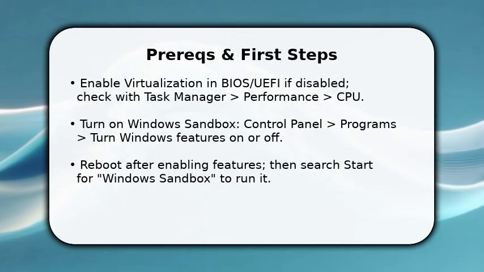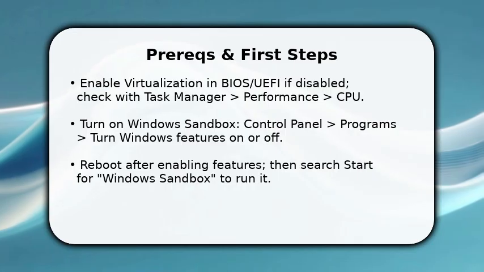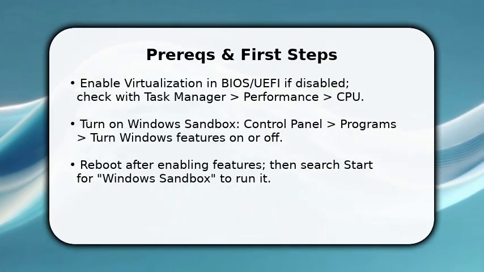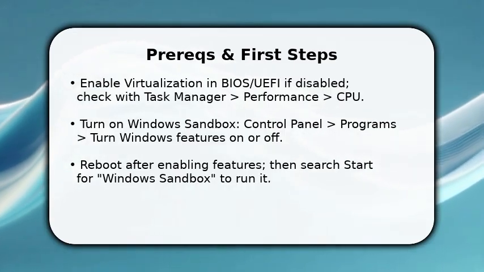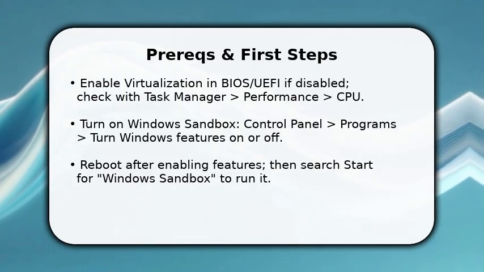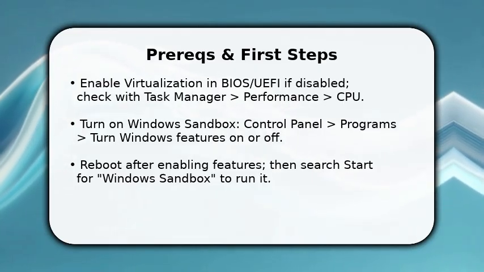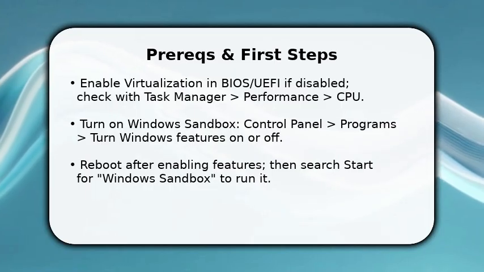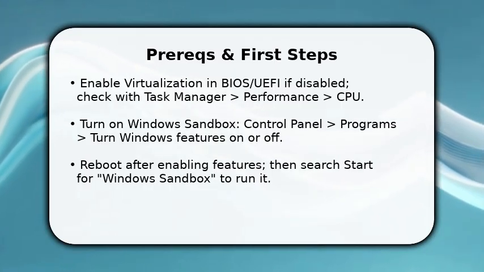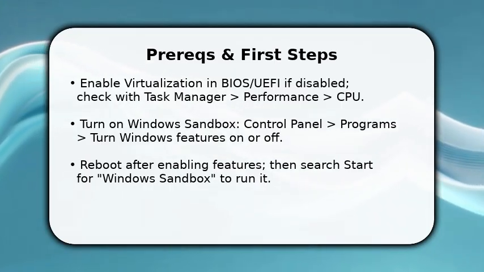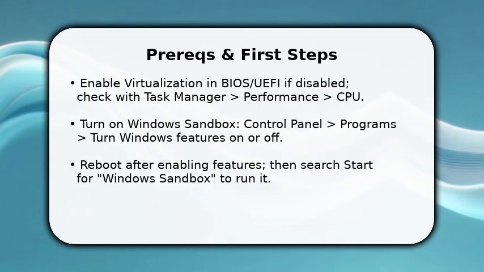You need to confirm virtualization and Windows 11 Pro/Enterprise build first. Open Task Manager to verify CPU virtualization, then enable Windows Sandbox from Windows Features. Once done, reboot the PC so Windows applies Hyper-V and container components. After restart, search Start for Windows Sandbox and pin it to start if you'll reuse it.